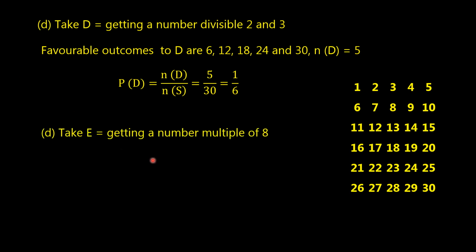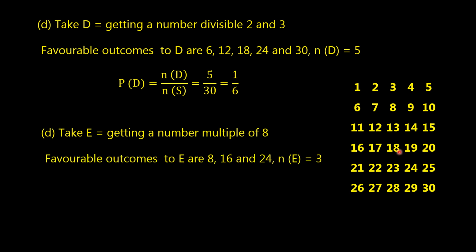Take E is equal to getting a number that is a multiple of 8. You know multiples of 8: 8, 16, 24, and so on. Now here multiples of 8 in the sample space are 8, 16 and 24. Only 3 are favorable to E. 3 outcomes are favorable to E. That's why n of E is equal to 3. Apply the formula. P of E is n of E by n of S. That is 3 by 30. I will get 1 by 10. Therefore, in this way, we can solve the problems related to numbers also.